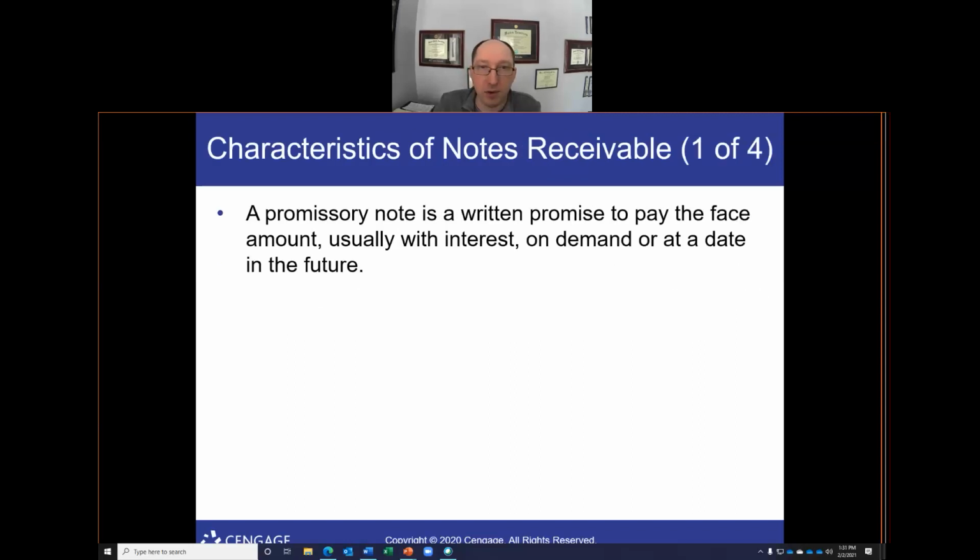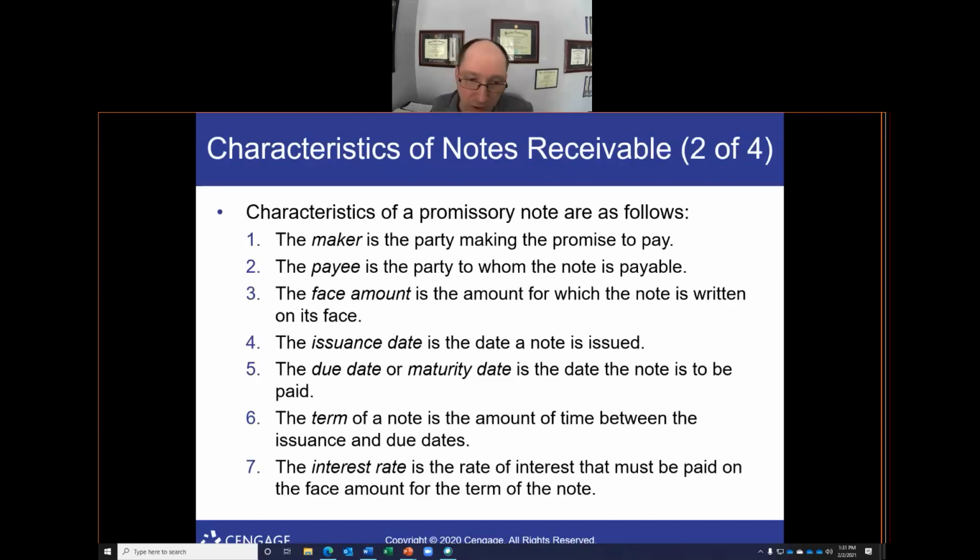Basically, it's a way to tell customers, "Hey, I'm real serious. I want to collect that money from you." Promissory notes are usually included, so you have to do some legal paperwork, and there's usually an interest rate associated with it, and there are due dates, and there's a full amount due date. That's the idea of a notes receivable.